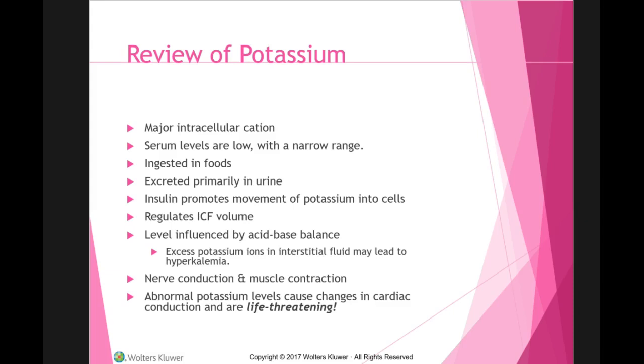Just a review of potassium. Potassium is the major intracellular cation, and because of that, the serum levels are very low when you compare them with the intracellular concentrations. We get potassium by ingesting it in food, and it's excreted primarily in the urine under the influence of the hormone aldosterone. Foods high in potassium include bananas, citrus fruits, tomatoes, lentils, and things of that nature.